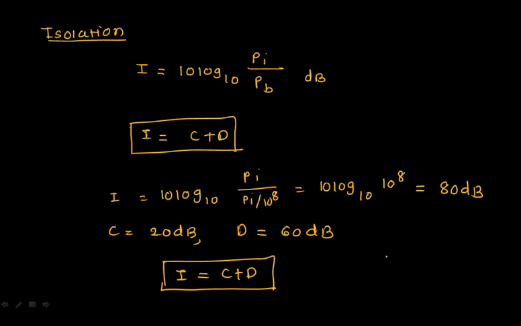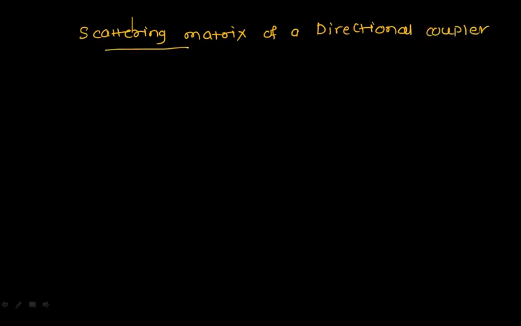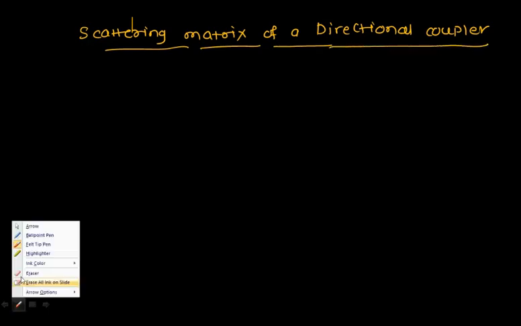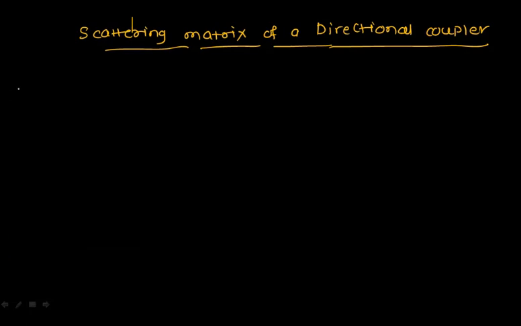Now a very important thing is nothing but the scattering matrix for directional coupler. So how are you going to find out the scattering matrix? How many ports do you have here for a directional coupler? You have 4 ports. So as you have 4 ports, your scattering matrix will be of order 4 by 4. If you write a scattering matrix and apply all the properties of the scattering matrix, you will get the values for each and every coefficient.